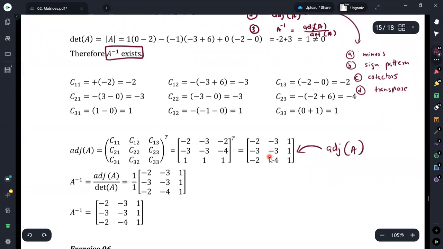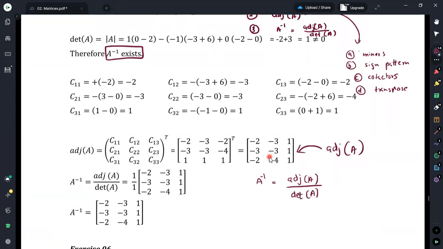And now we can write down A inverse using this equation. Let me explain this equation again. It is given as A inverse equals the adjoint of matrix A divided by the determinant of A. We know that the adjoint of a matrix is again in the form of a matrix, but the determinant is in the form of a real number.